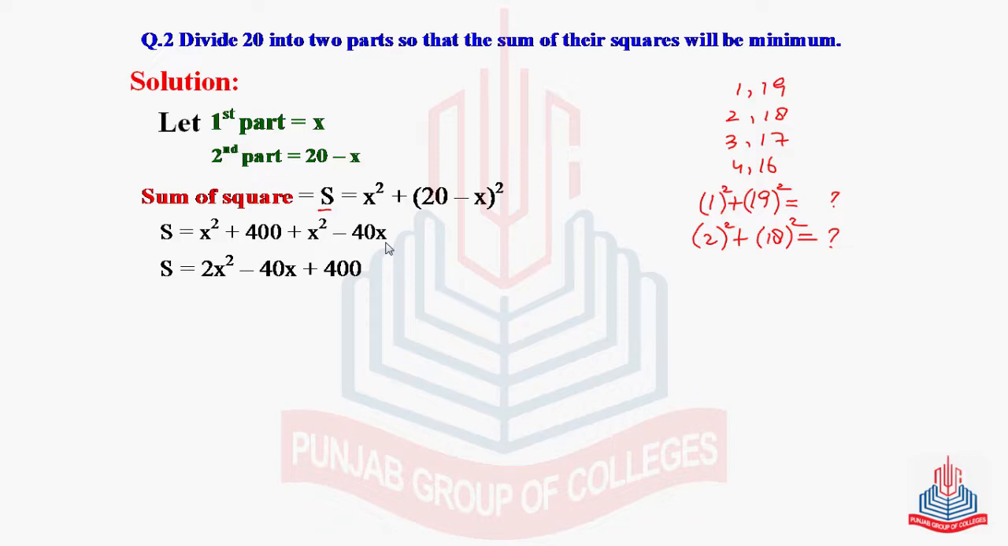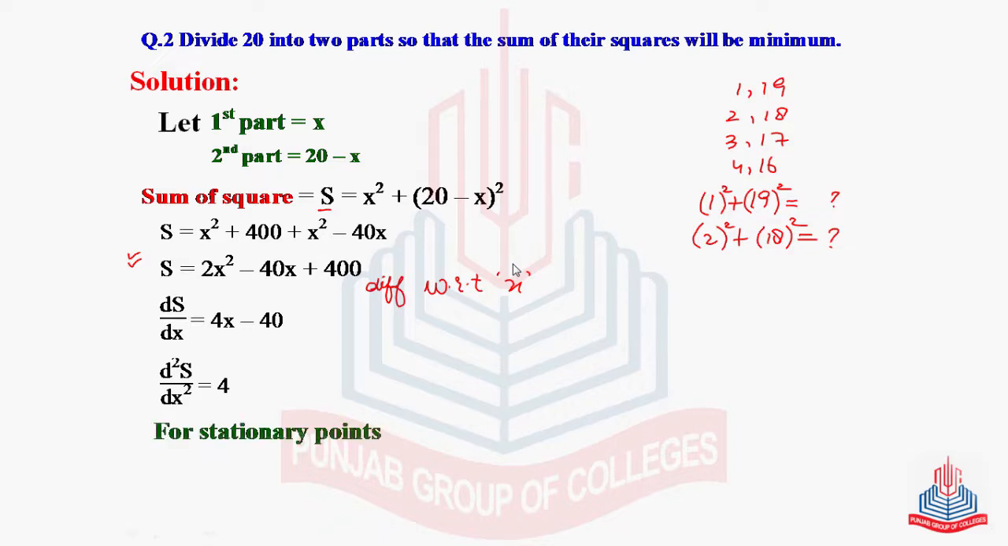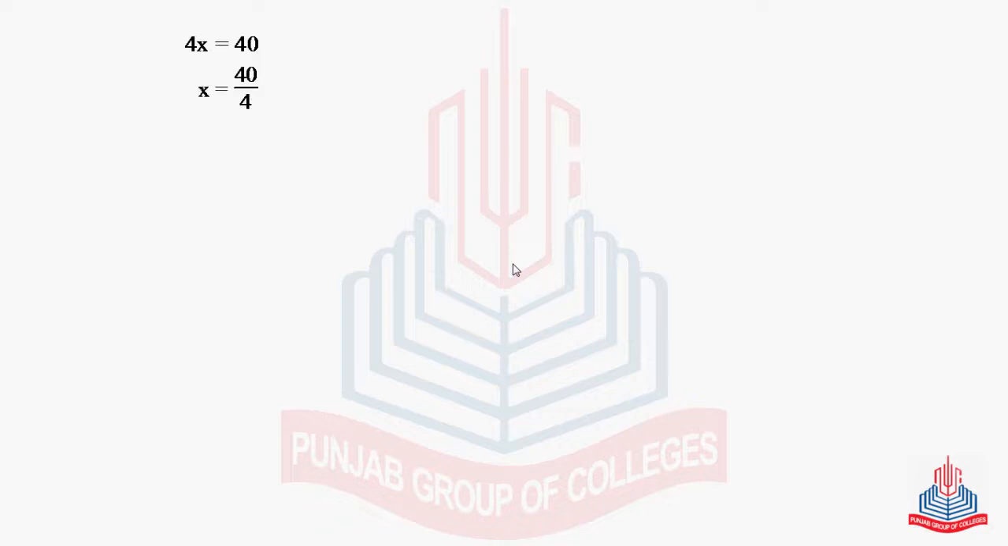Now this is the function which represents the sum of the squares, and we have to make this minimum. We can show this minimum with the help of our second derivative test. So first we differentiate this function with respect to x. ds by dx is equal to 4x minus 40, and the second derivative is 4. Now for stationary points, put the first derivative equal to 0, which is 4x minus 40, and from here we get the value of x, which is 10.